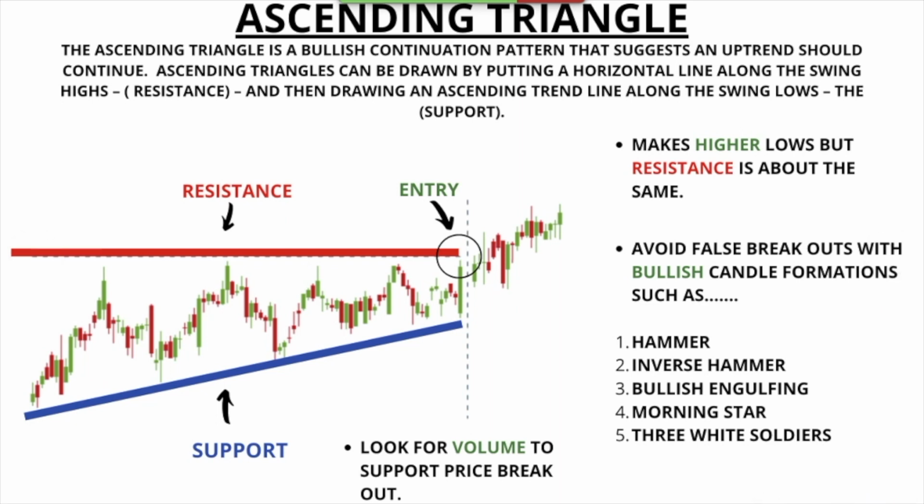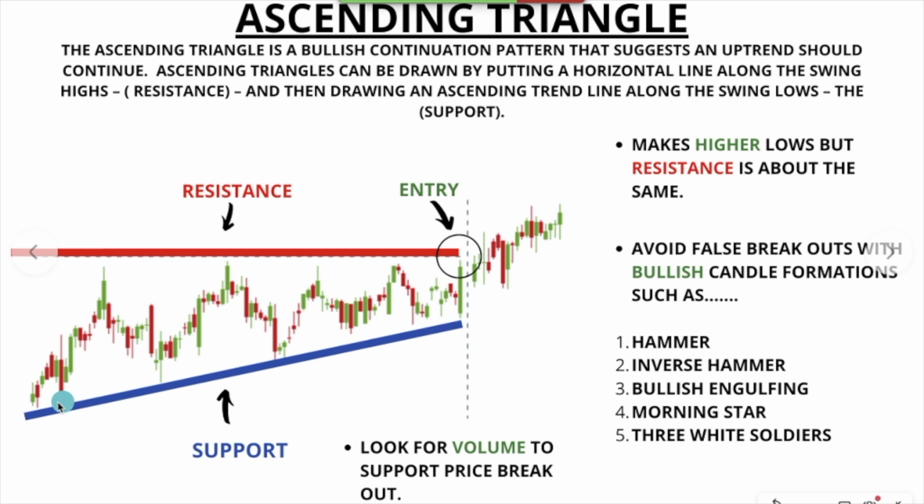triangle. So the ascending triangle is a bullish continuation pattern that suggests an upward trend should continue. Ascending triangles can be drawn by putting a horizontal line along the swing highs. So these right here will be your swing highs because price is swinging higher. So this is the horizontal line right here, right? And then drawing an ascending trend line along the swing lows, which will be the support.